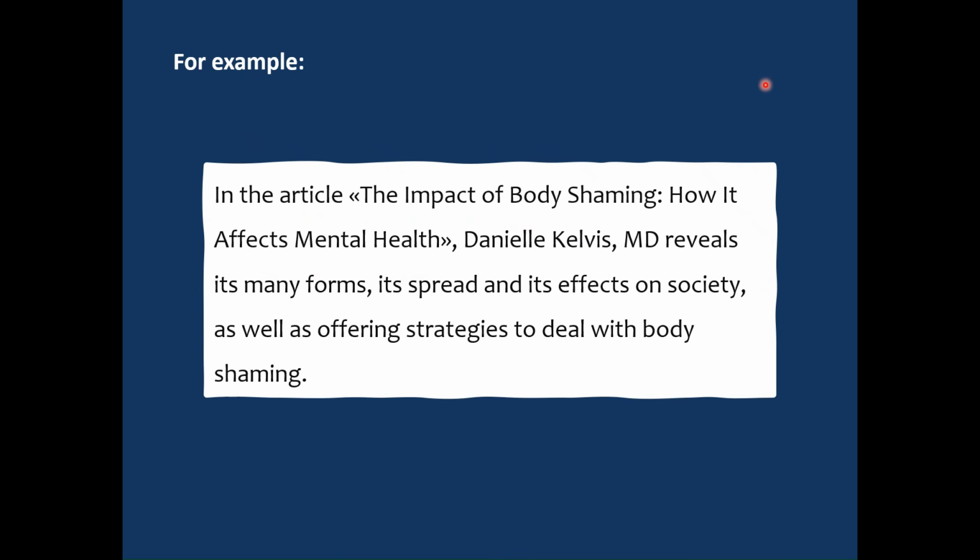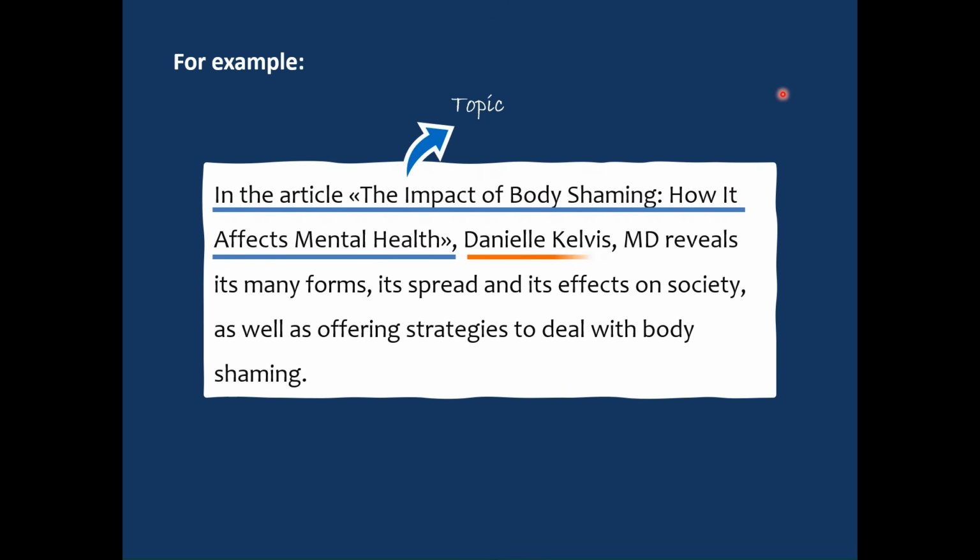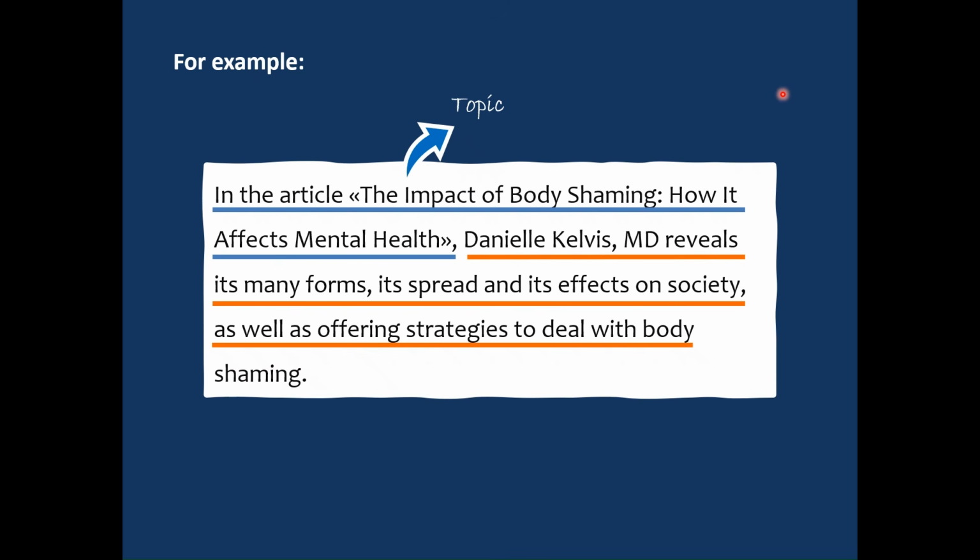So looking at the topic sentence we have just seen a little more closely, here where we mention the name of the article we are looking at, this is our topic. And the rest of it is the controlling idea. It tells us what the author is going to say about the topic.